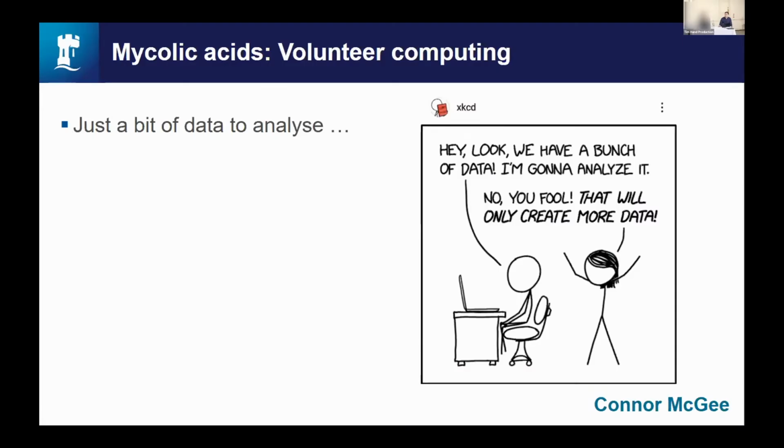So the question is now, we just have a bit to analyze. And we saw XKCD comics before. They always work, particularly for data science, I think. Not a single talk where you can't use them. So yeah, we just have a bit of data, so let's analyze it, and you end up with the problem that you actually create more data, and you can't even interpret it properly.